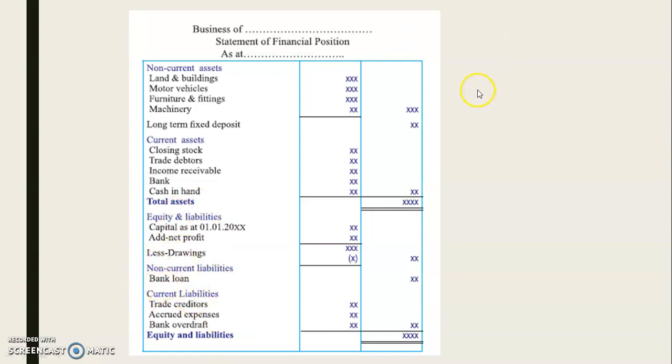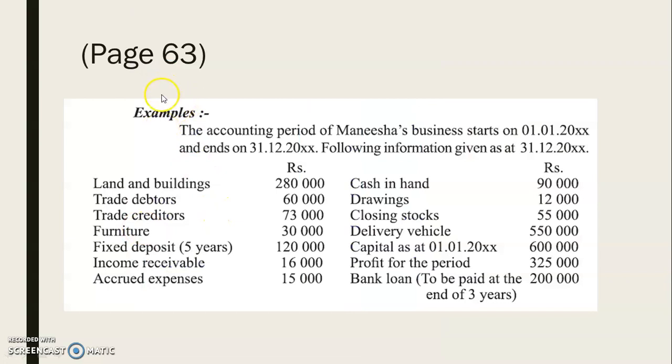Remember that assets equal equity plus liability. So the total assets should be equal to the total equity and liabilities that you get here. This amount should be equal to this. So that's all you all have to remember. And remember what should come first on a liquidity basis. That's it girls. So there is an example on page 63.